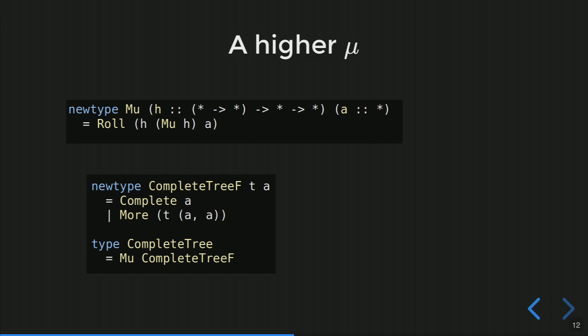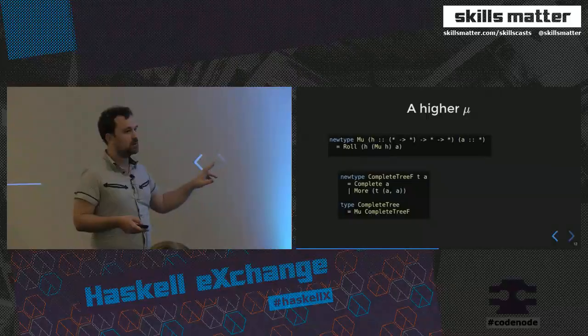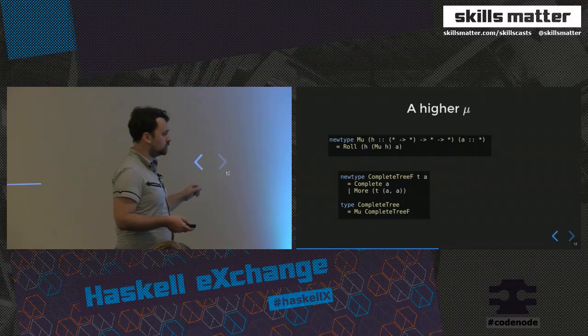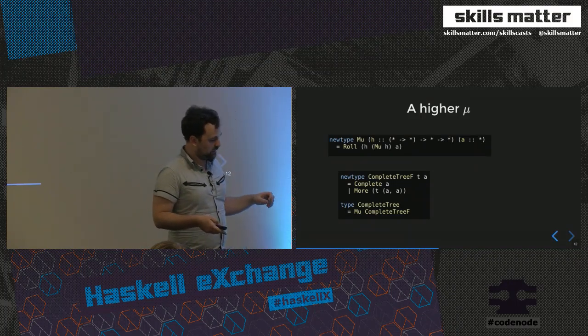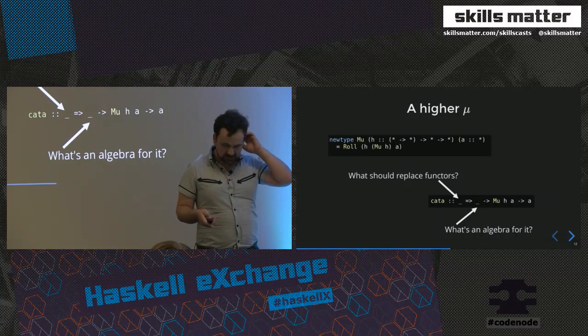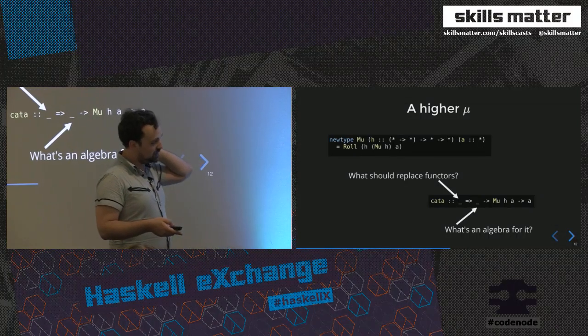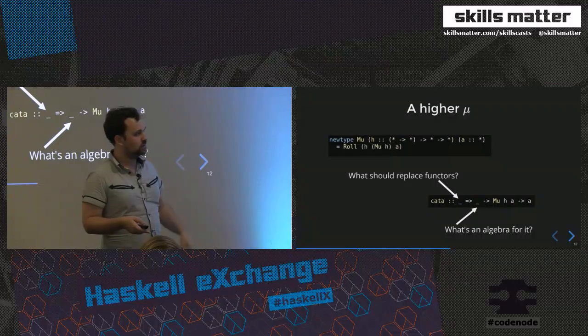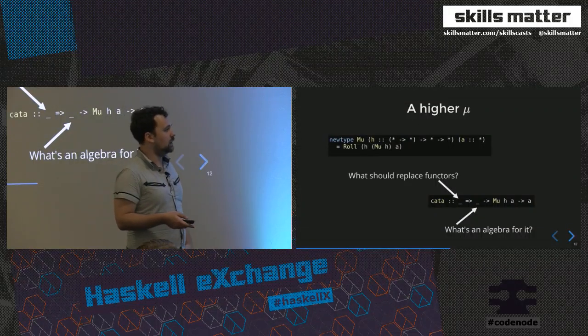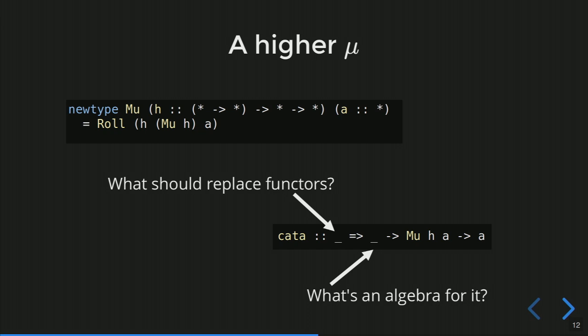And then the definition of complete tree as an unfixed data type is completely straightforward. It's just exactly what you would have expected, except as you notice, the arguments compared to list have switched order. This is not extremely surprising, but it gets interesting when you want to do the catamorphism story again. So we need something to take the place of functors. We need a notion of algebra for the functors, or the replacement of functors. What would that all be?